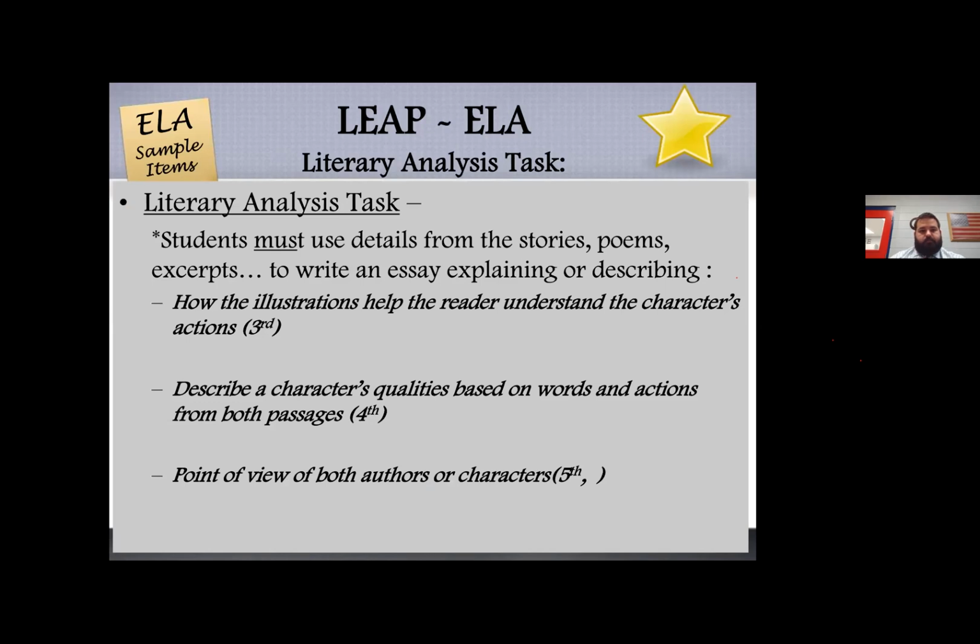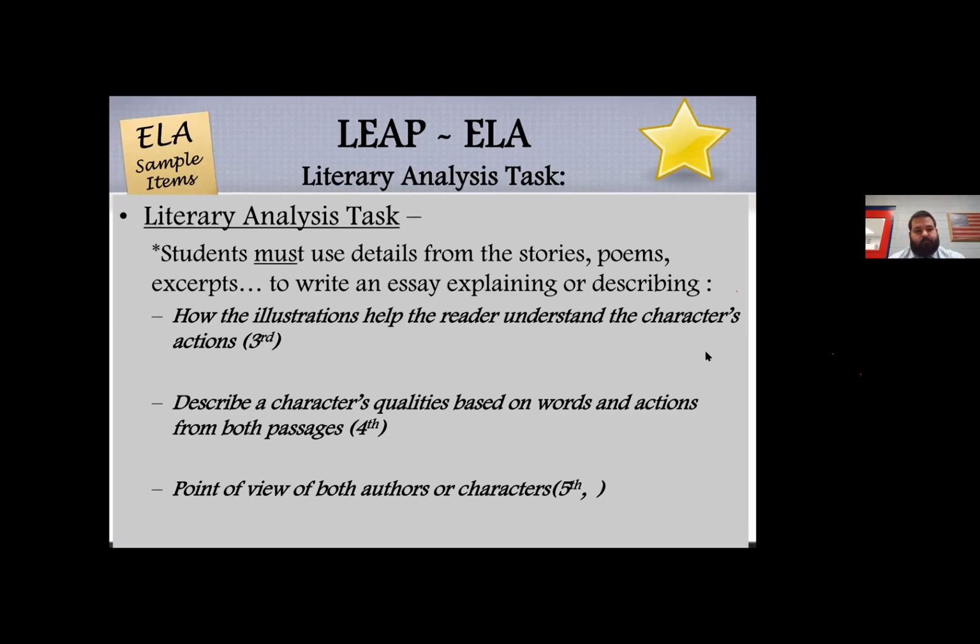These are the expectations that the students are already very familiar with. When they're writing that literary analysis, in third grade, how the illustrations help the reader understand the character's actions. In fourth grade, describing the character's qualities based on words and actions from both passages. And then in fifth grade, the point of view of both the author and the characters. And this is something each grade level has been working diligently on all year long to get them ready for.